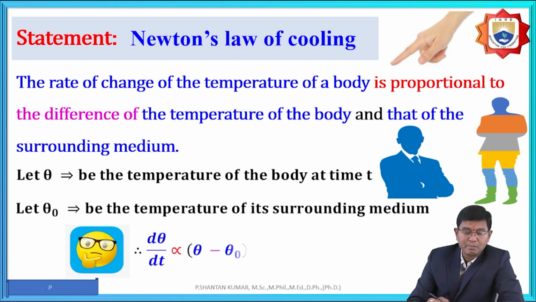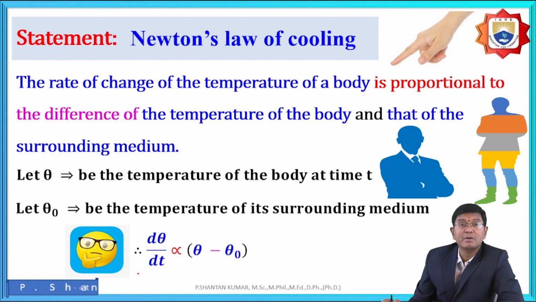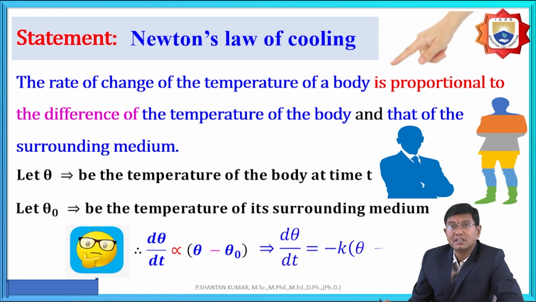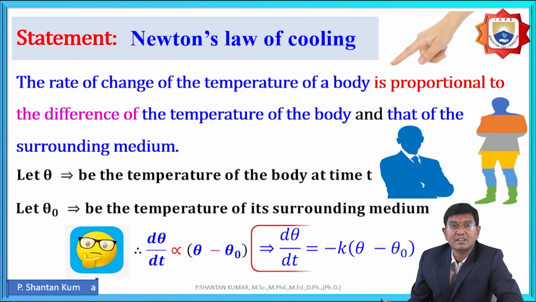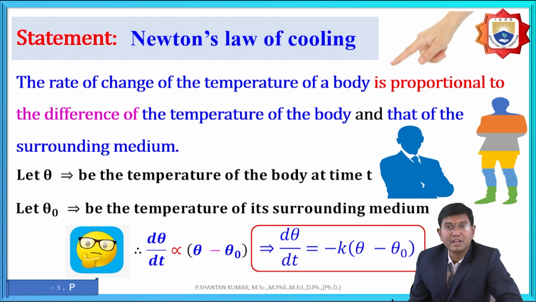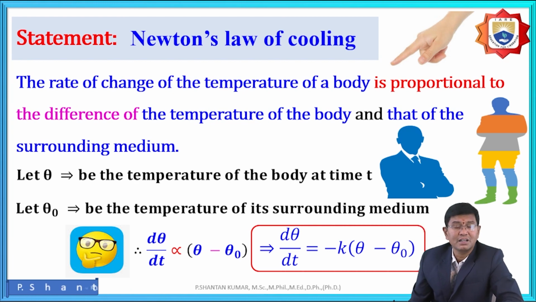Then, based on the statement, d theta by dt is proportional to theta minus theta naught, which implies that d theta by dt is equal to minus k times theta minus theta naught. This is the statement of Newton's law of cooling, and based on that we need to discuss the problems.